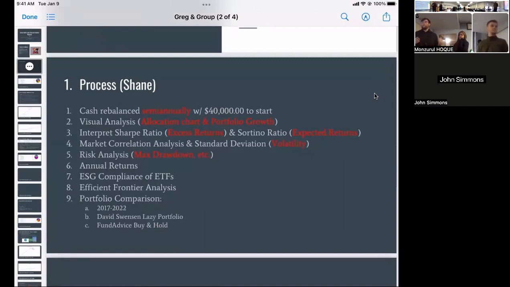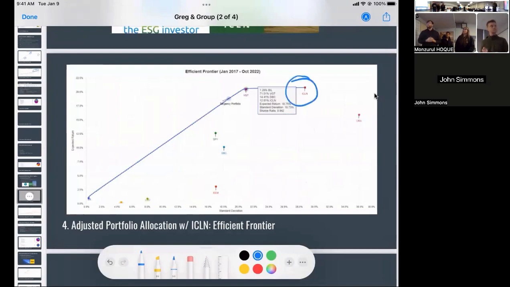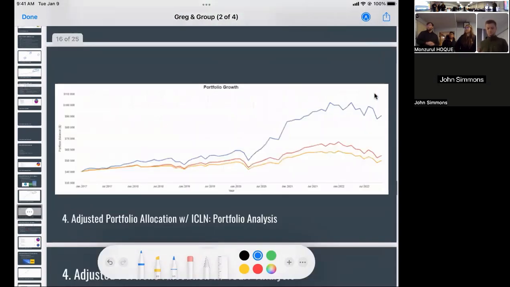And then we'll have our efficient frontier analysis and compare it to two different portfolios, 2017 to 2022, the David Swenson lazy portfolio and the fund advice buy-in. Our efficient frontier is overall a stronger portfolio. So as you can see here, our portfolio is the blue line, David Swenson is red, and the fund buy-in is yellow.